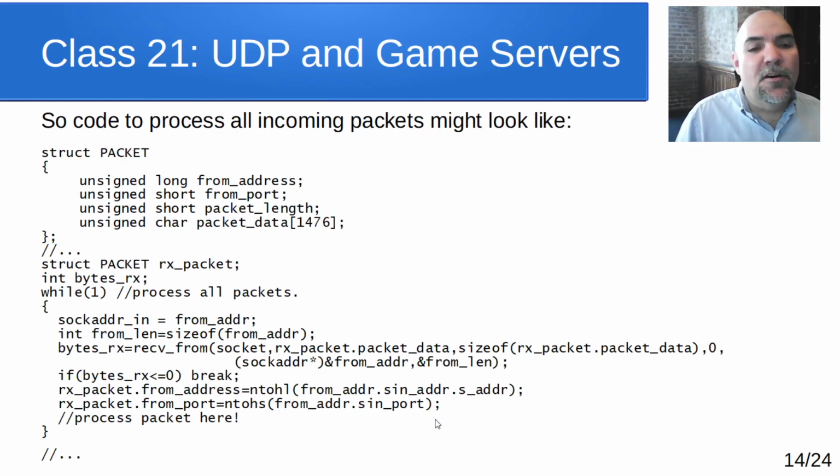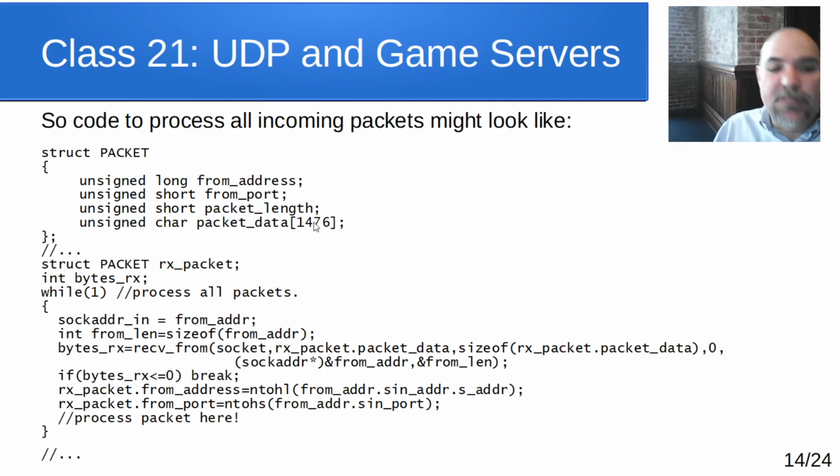So to process all of those incoming packets, we might have something that looks like this. Here's a packet structure: from address, from port, packet length. Here's the maximum amount of data we could have, 1476. And we have that struct packet, rx packet, rx bytes. And then here's a while loop that's going to process all the packets.